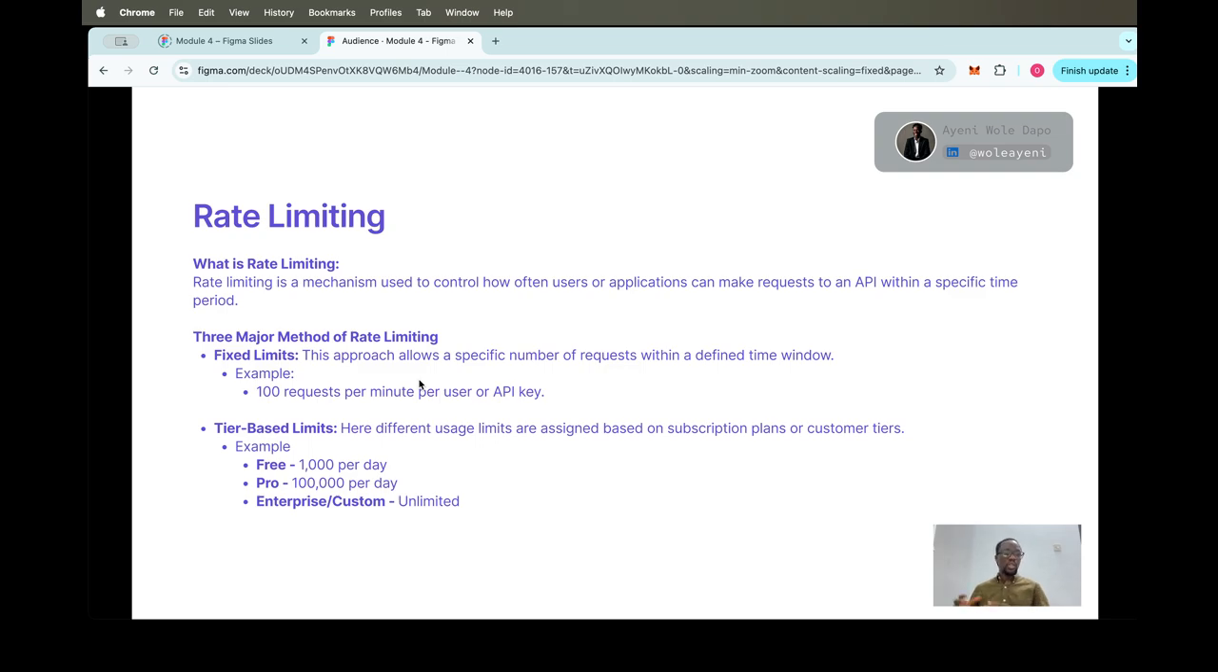Today, there are 3 major types of rate limiting. We have fixed rate limiting. This approach allows a specific number of requests within a defined time window. A typical example of this is I can design my API in such a way that you are only able to make 100 requests per minute.